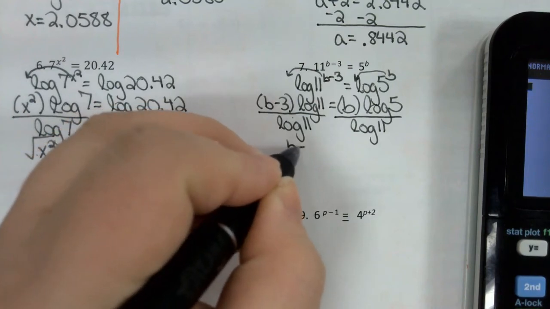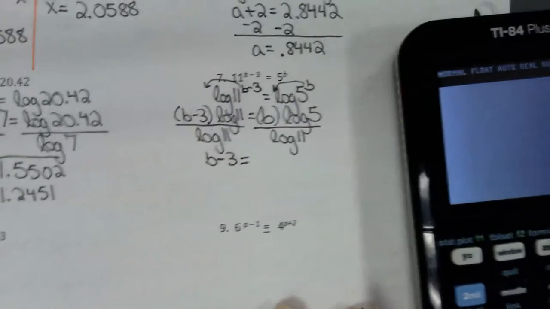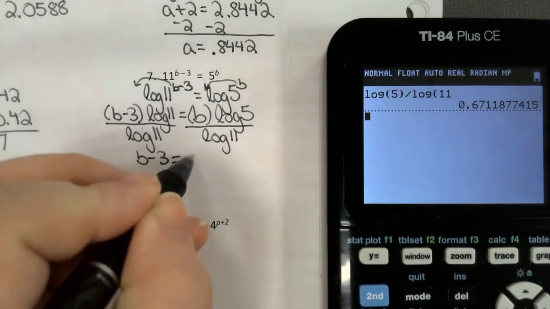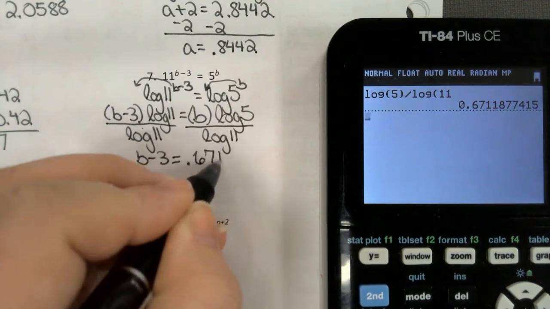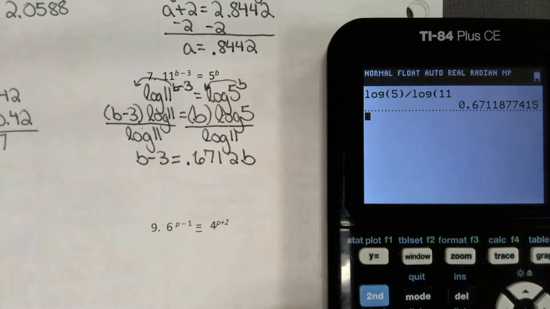So all that's left on the left-hand side here is b minus 3, and we'll need to type into our calculator log of 5 divided by log of 11. 0.6712, and there's a b behind it.